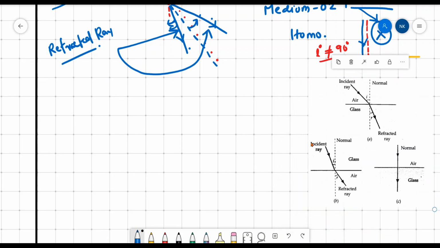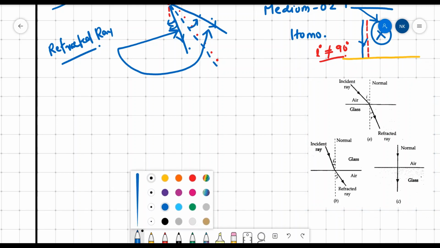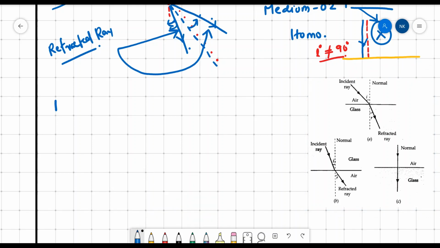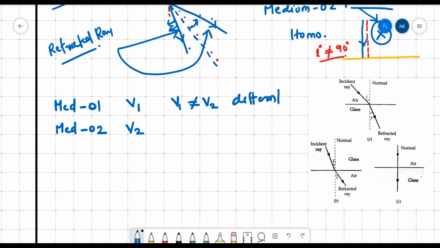ओके, सो इस केस में मैंने मीडियम 1 एंड मीडियम 2 दो कैटेगरी डिवाइड किया था, है ना. ये जो क्लासिफिकेशन के पीछे की क्या रीजन है मैं बता देता हूं. मीडियम 1 एंड मीडियम 2, टू ट्रांसपेरेंट मीडियम. So let the speed of light in medium number 1 be v1 and let the speed of light in medium number 2 be v2. Okay, so if v1 not equal to v2, then only say that they are two different mediums. Otherwise it is going to be the same medium only.